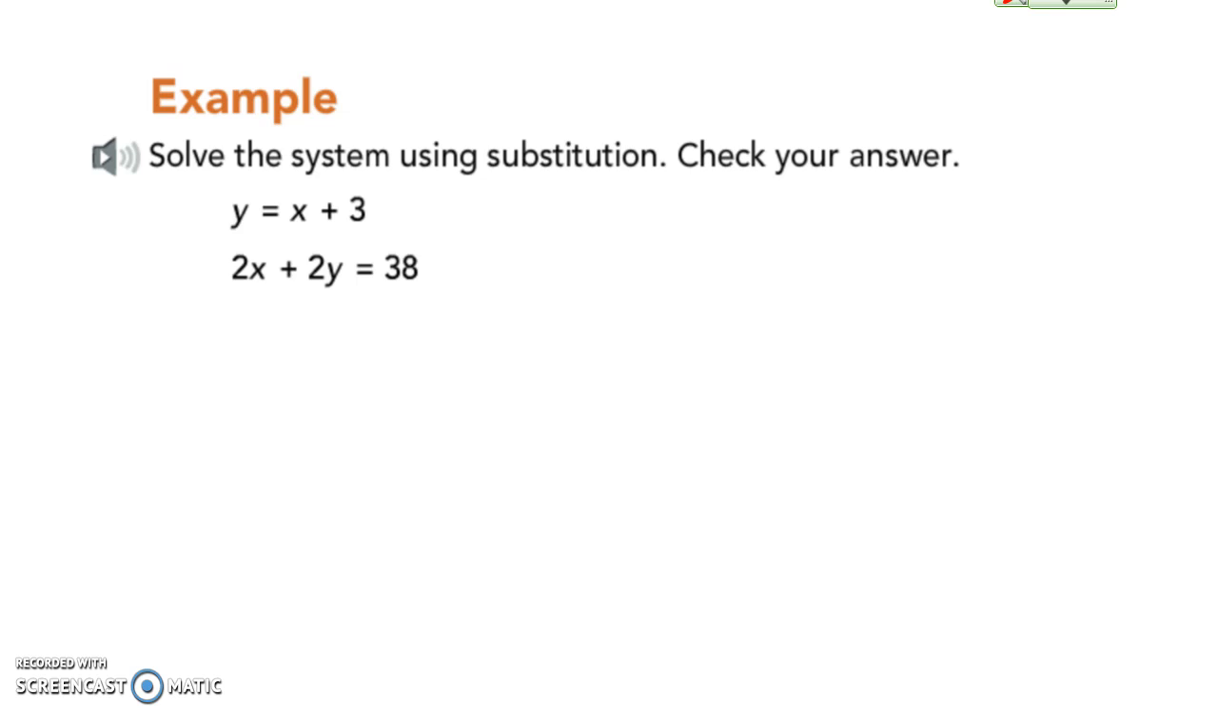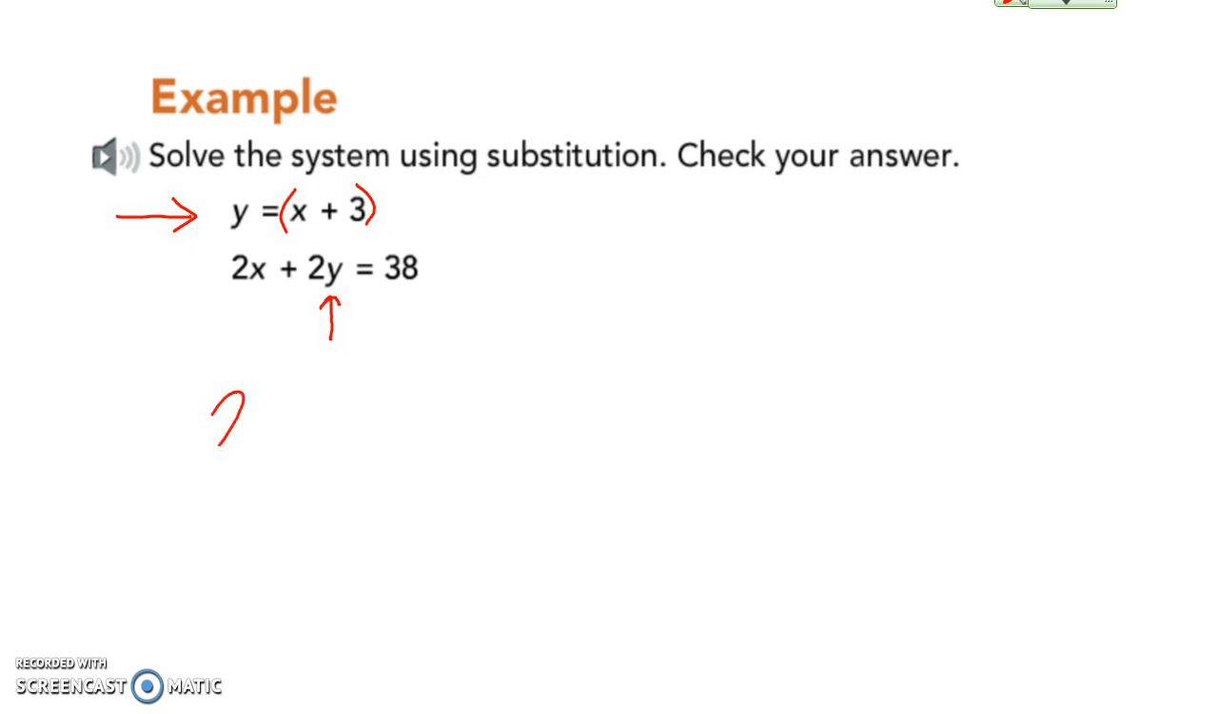So I want to look for which of these equations has already defined what one of the variables is equal to. And in this one, it's the first one. It tells me that y equals x plus 3. Okay, so what I'm going to do is rewrite the second equation, and in place of the y, I'm going to plug in x plus 3.